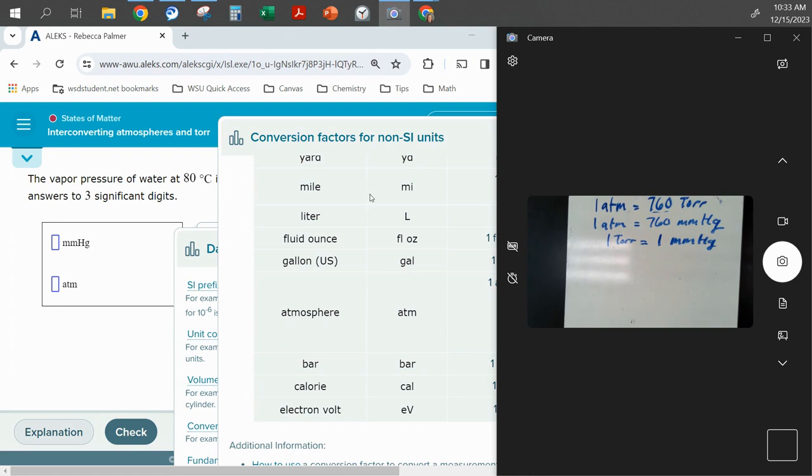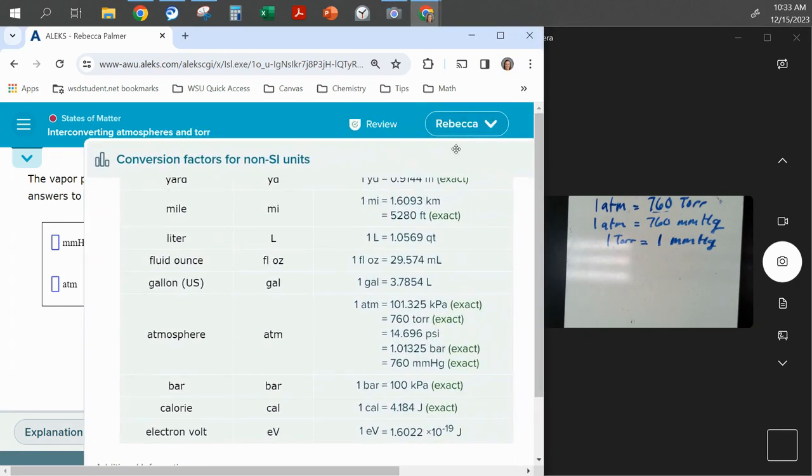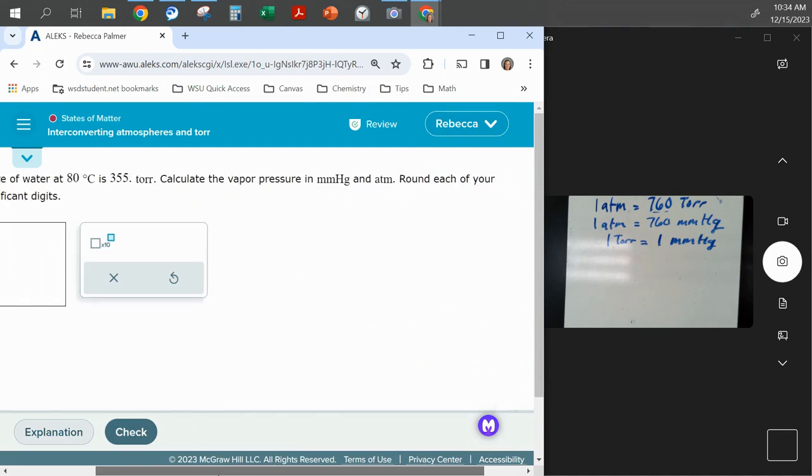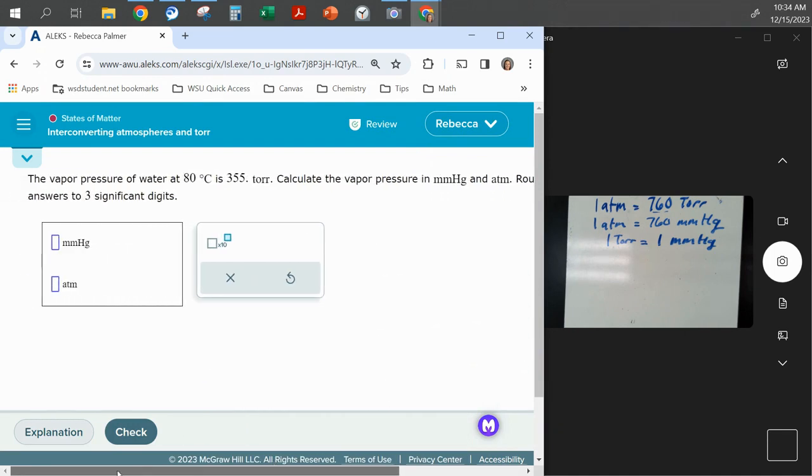Okay, so let's do this problem. Let's close that. This one says the vapor pressure of water at 80 degrees is 355 torr. Somebody pointed out this is just some information; we don't need that at all in this problem. All we're doing is converting the pressure to these other two pressures. This has 3 significant digits, so these will too.